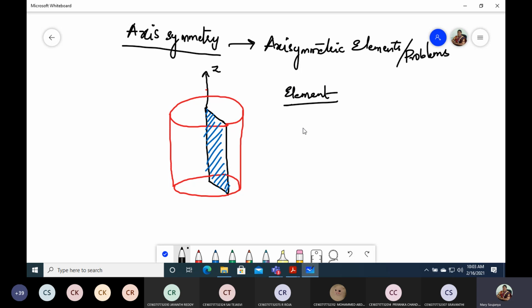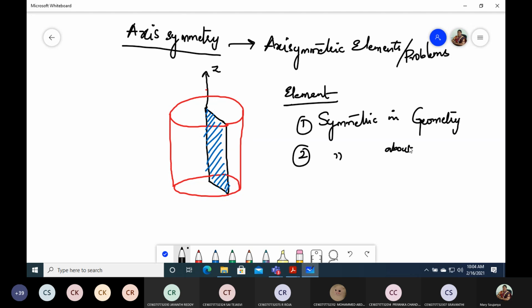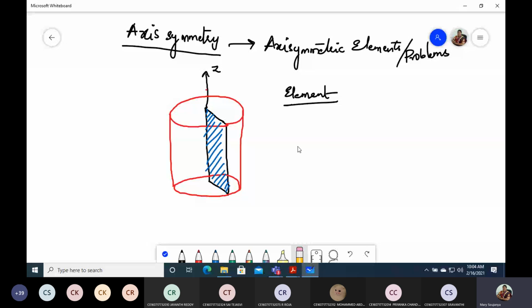there are three conditions we can say. It has to be symmetric in geometry. Second, symmetric about, let us frame this in this way. I'll frame it a little bit different.